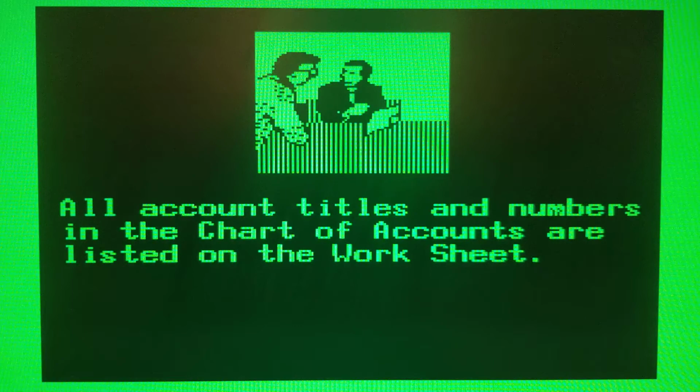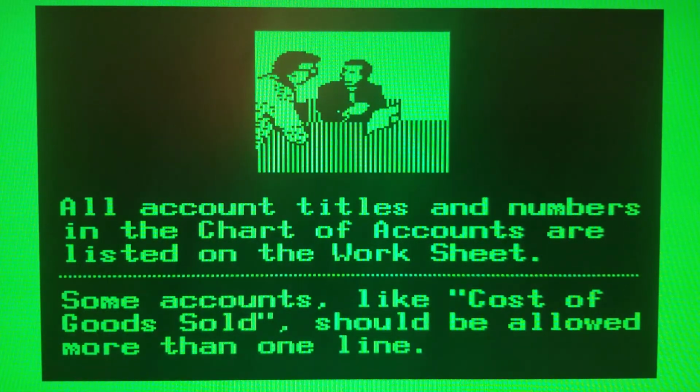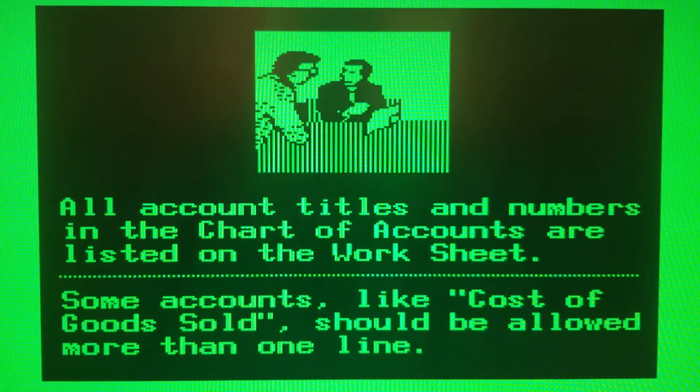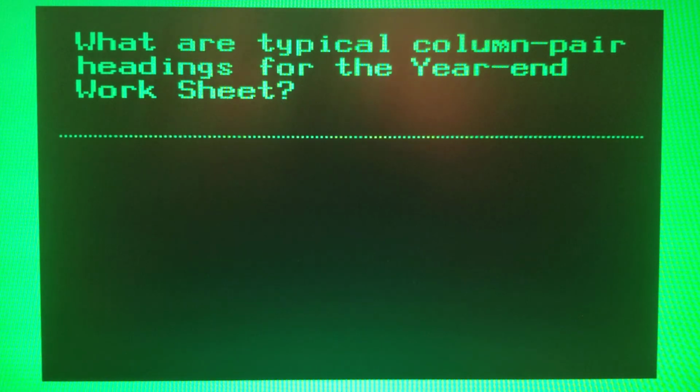All of the account titles and numbers in the chart of accounts are listed on the worksheet, even if they have no balance, since they may require an adjustment. Some accounts, like cost of goods sold, should be allowed more than one line to provide space for several entries. The typical column pair headings for the year-end worksheet.